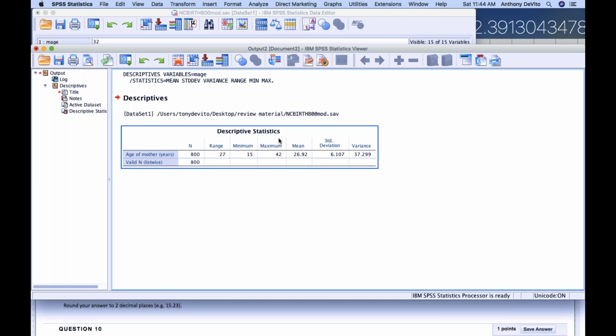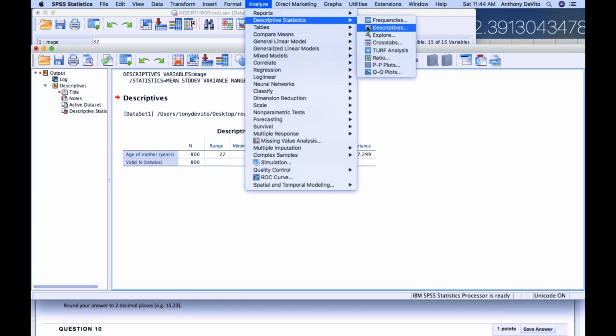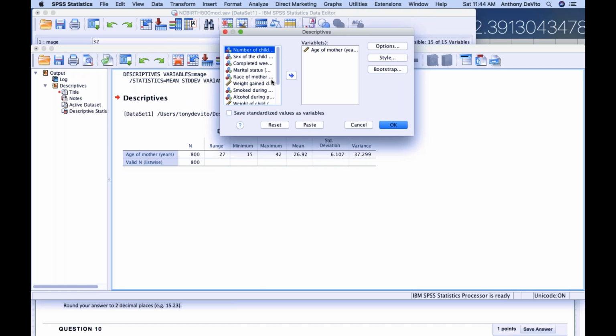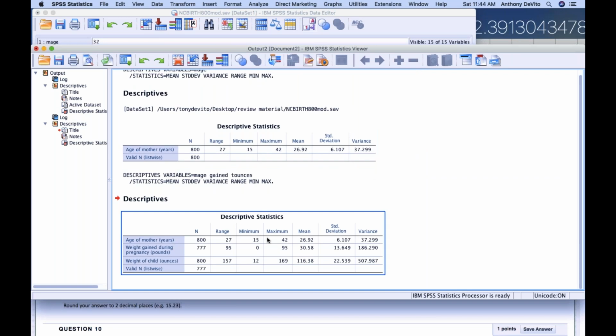26.92. Notice that your only opportunity here when you use descriptive statistics, descriptives, is to work with and calculate for the entire group at once, right? So for instance, this is the average age for the mother, the average weight gain during pregnancy, the average for all 800 women.